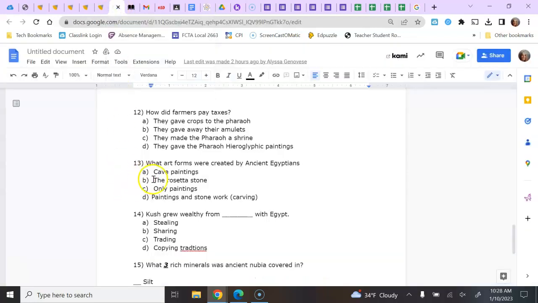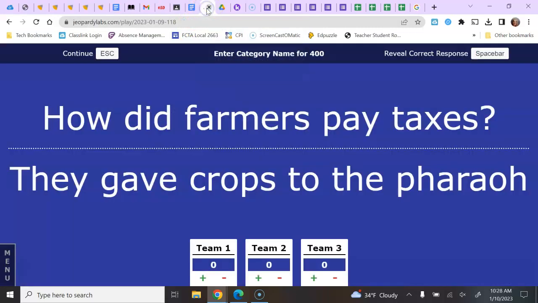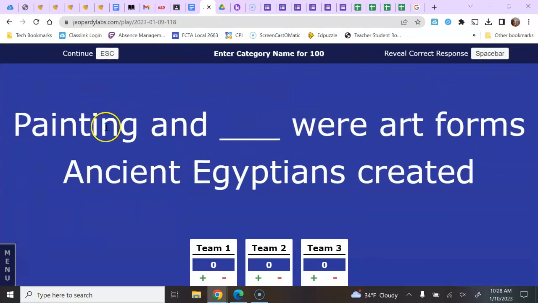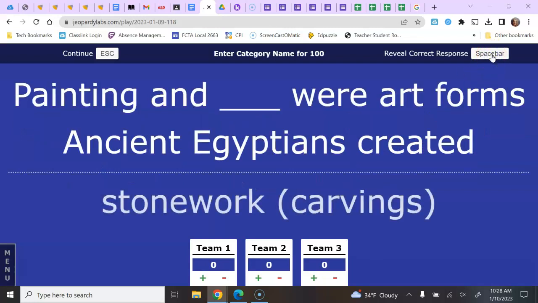Number 13. What art forms were created by ancient Egyptians? Is it just cave paintings, the Rosetta Stone, only paintings, or paintings and stonework? Again, that was something that I found when we were playing the Jeopardy game. It was paintings and blank that were art forms ancient Egyptians created. Paintings and what?